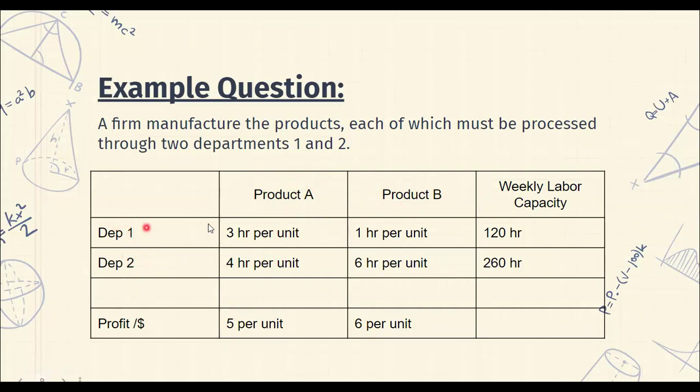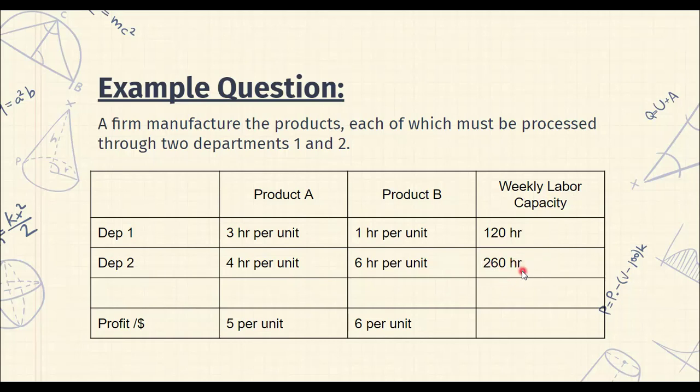Department 1 works 3 hours per unit for product A, and for product B, it works 1 hour per unit. The total weekly labor capacity of Department 1 is 120 hours, and it cannot exceed this. Whereas Department 2 works 4 hours per unit for product A, and for product B, it works 6 hours per unit. The weekly labor capacity of Department 2 is 260 hours, and it cannot exceed this.